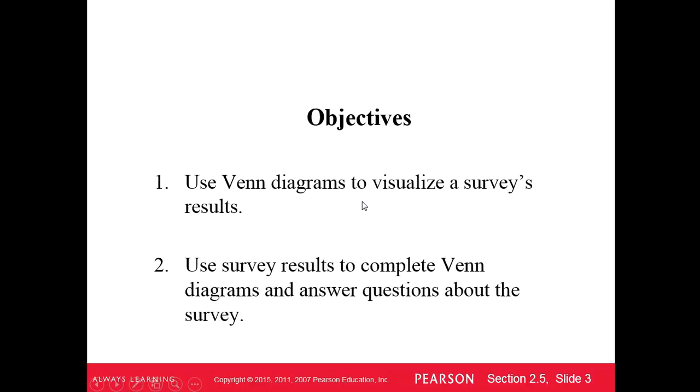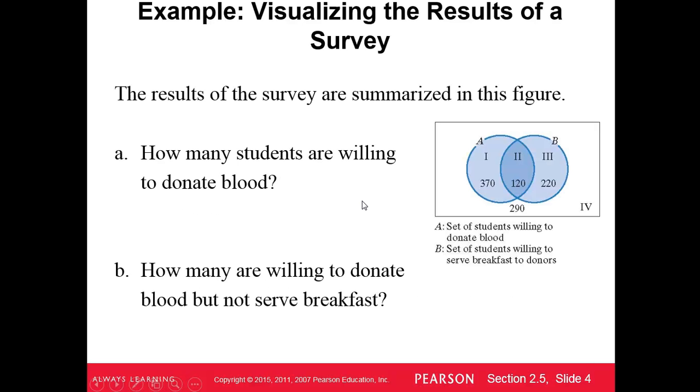Our next section is where we start to actually use this stuff to answer questions. And this is where Venn diagrams do get used for surveys. Let's go back to the one about students donating blood or serving breakfast. How many students are willing to donate blood? Well, that was set A. How many students were willing to serve breakfast? We call that set B.